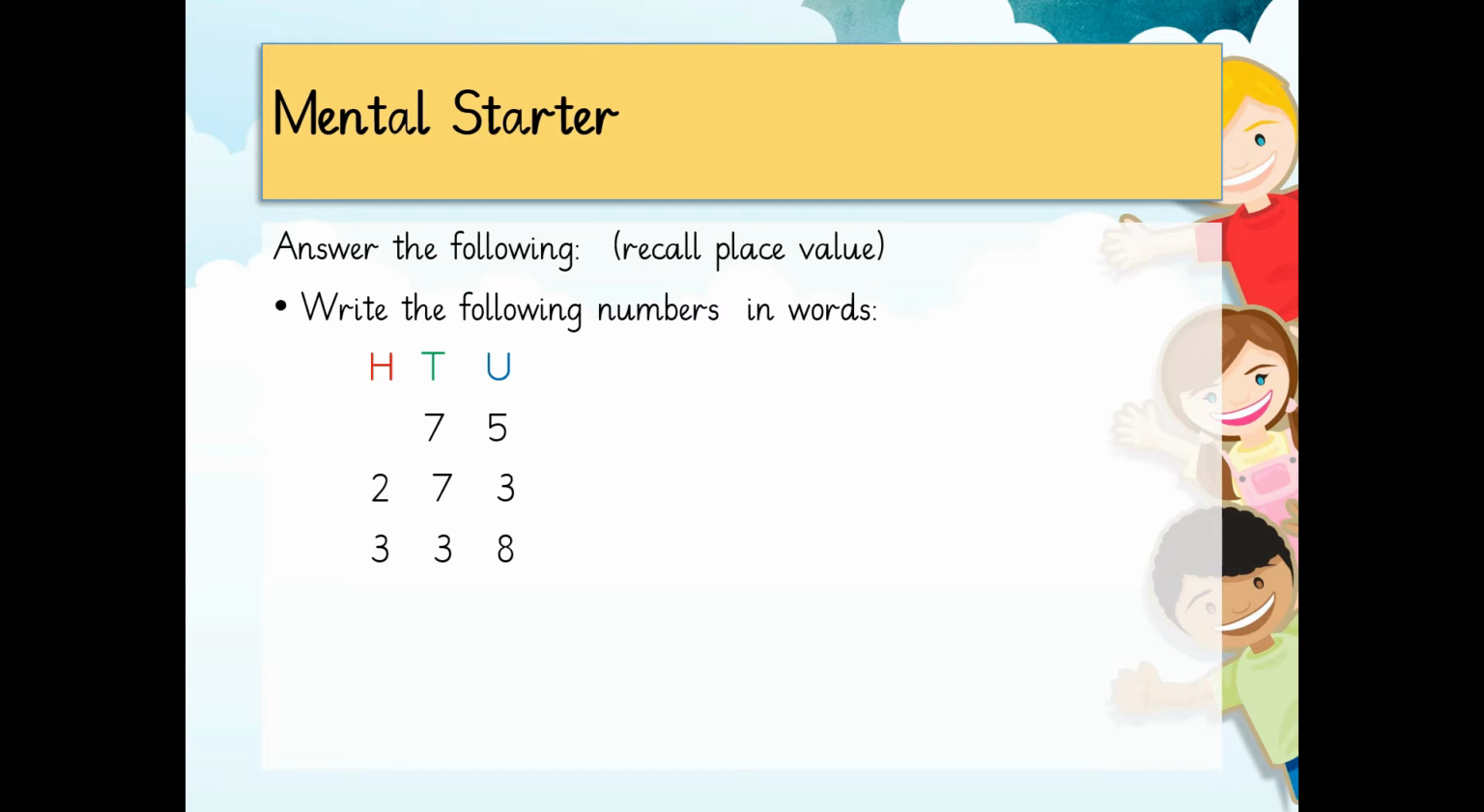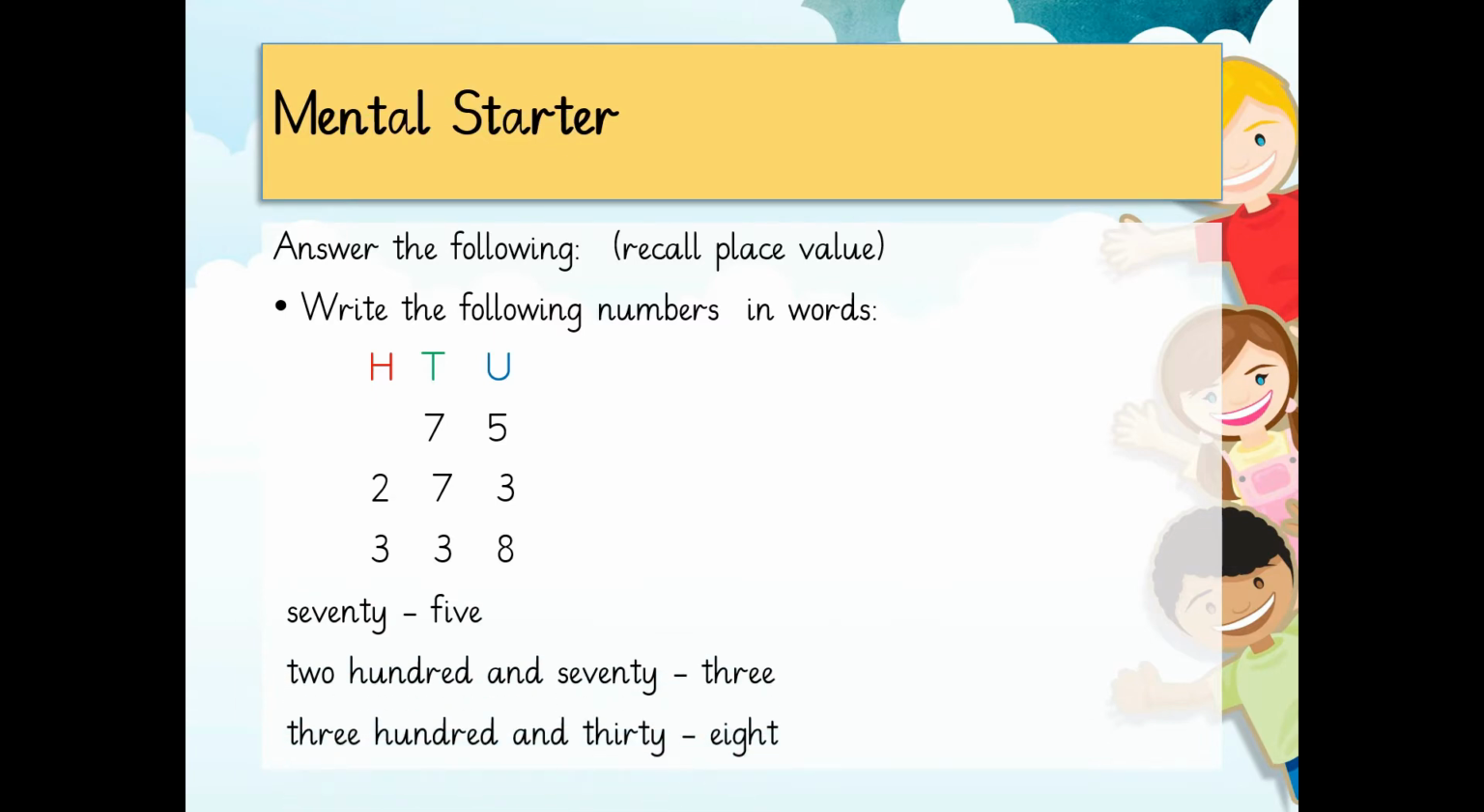Okay, now coming towards the answers. Our first number is 75. 5 is at the unit place and 7 is at the tens place. It makes 75. Look at the second number. This is a 3-digit number. We have 3 at the units place, 7 at the tens place and 2 at the hundreds place. So it makes 273. And you have to write it down using correct spellings.